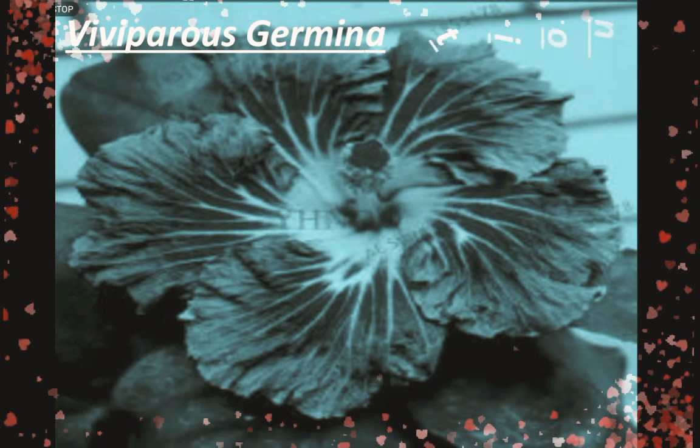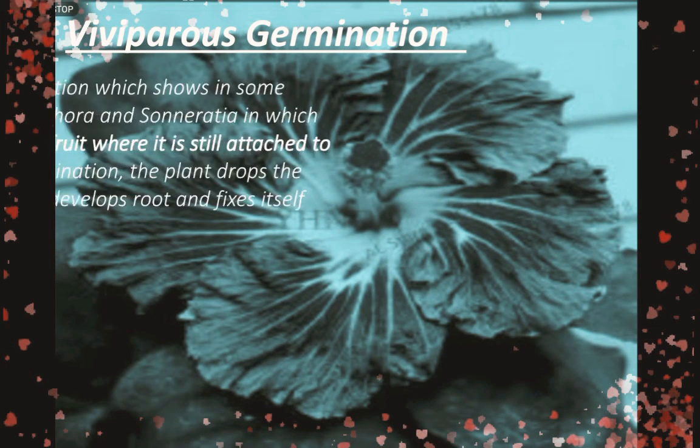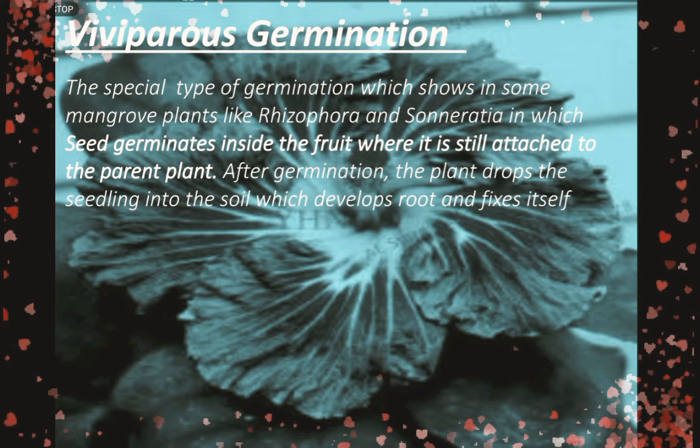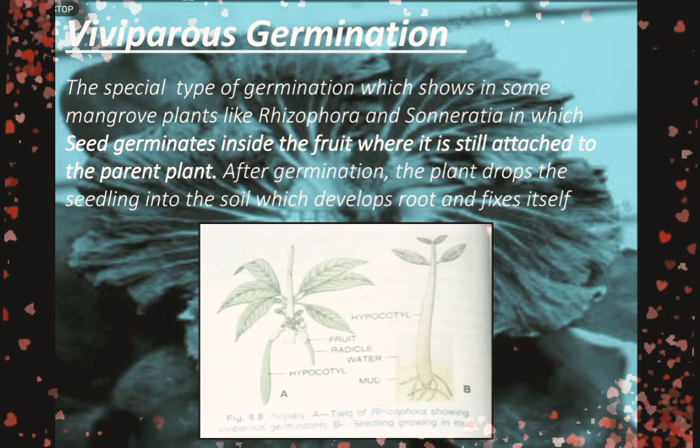Next, let's see about viviparous germination. It is a special type of germination shown in some mangrove plants like Rhizophora and Sonneratia, in which the seed germinates inside the fruit while it is still attached to the parent plant. After germination, the plant drops the seedling into the soil, which develops roots and fixes itself.